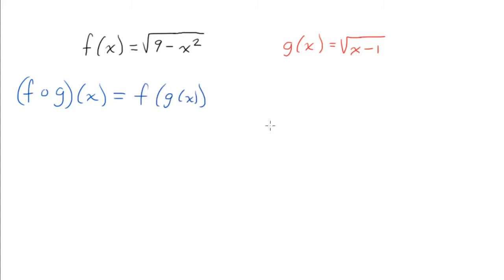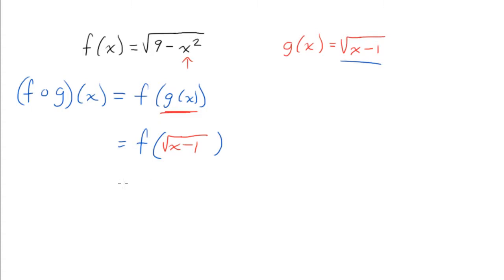I like it written like this because then it shows that what we're doing is plugging in this function g of x wherever we see x in the f function. So let's rewrite that one more time. That's f of whatever g of x is. So that's the square root of x minus 1, so I'll plug that in there. Now let's continue plugging that in. So f of the square root of x minus 1.